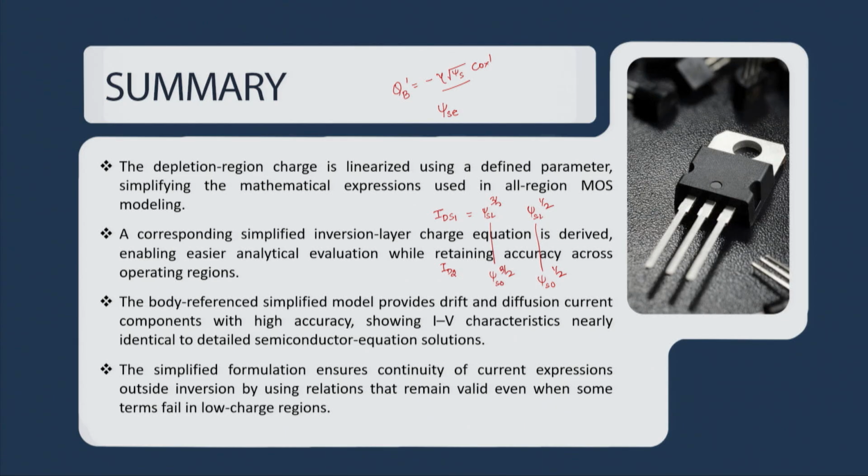We saw two cases. When psi SE was taken as psi SL plus psi S0 divided by 2, we called it the body reference model. Accordingly, we found the simplification in the current equations of IDS1 and IDS2. For the other model, when psi SE was taken as psi S0, we called it the source reference model, and we found the simplification in the current equations.